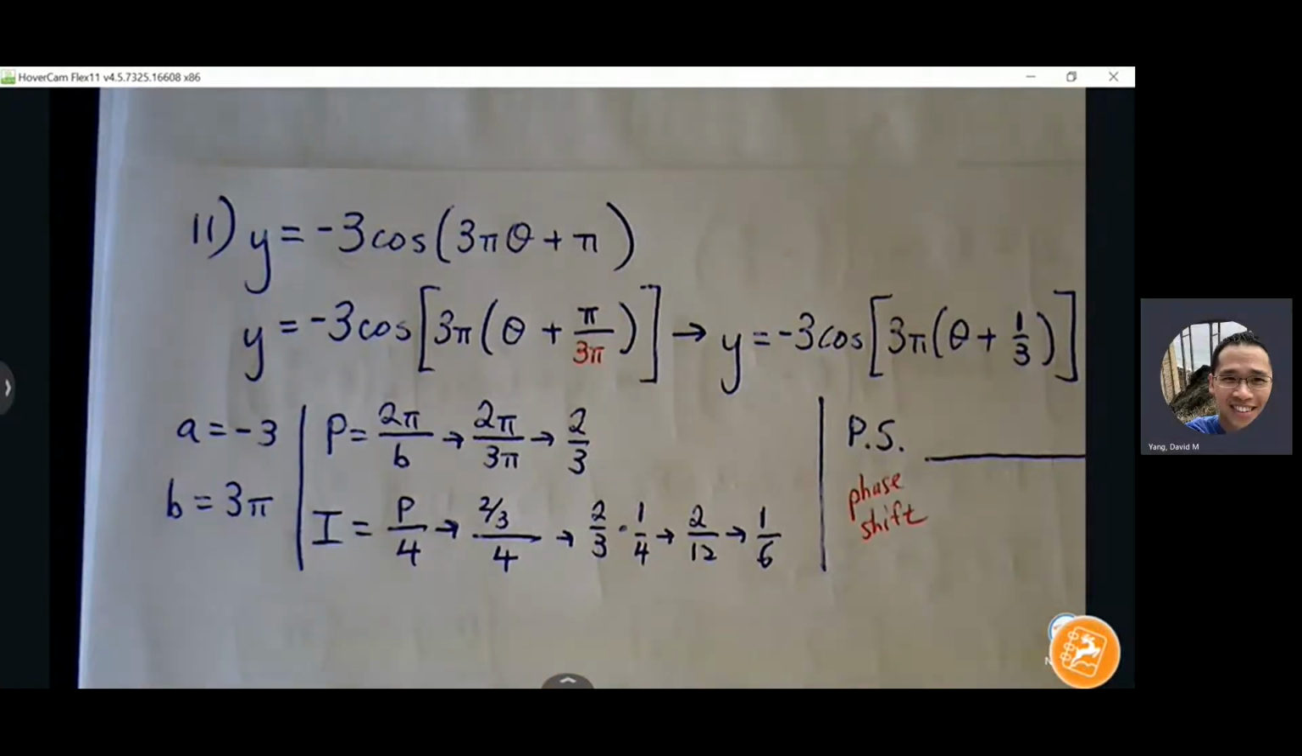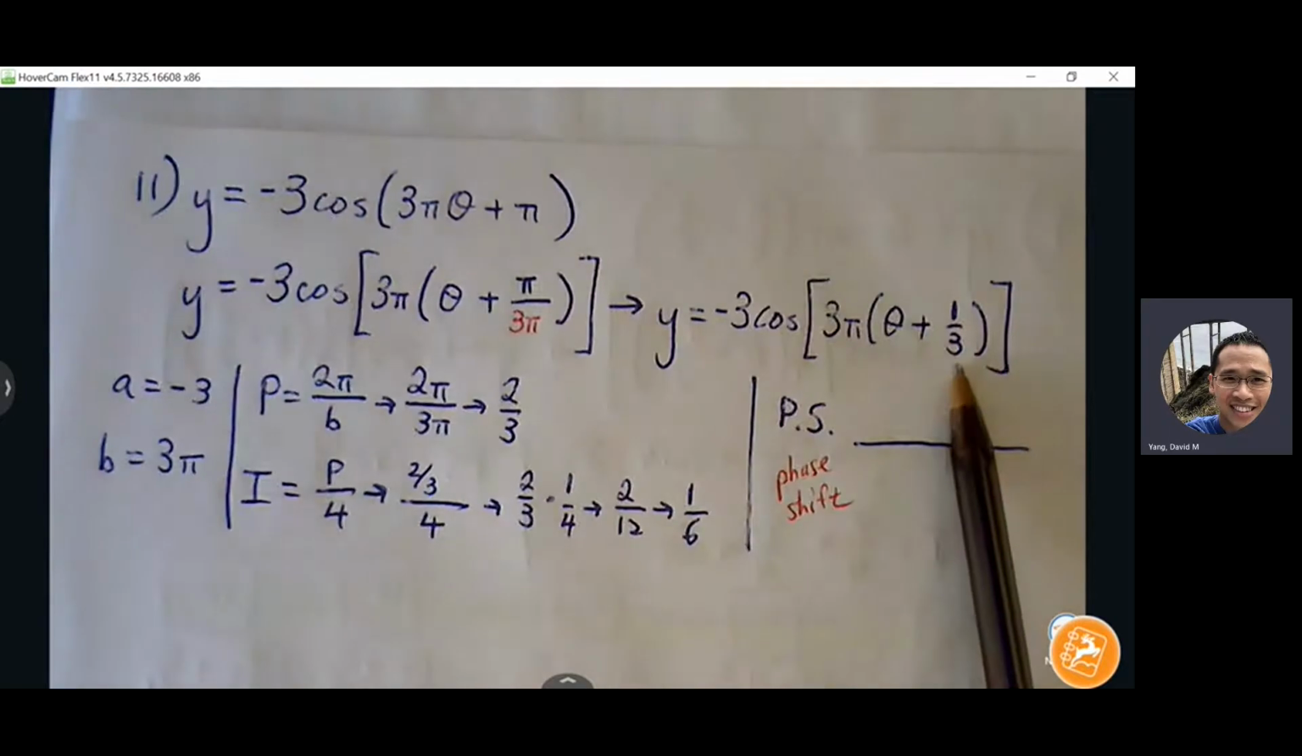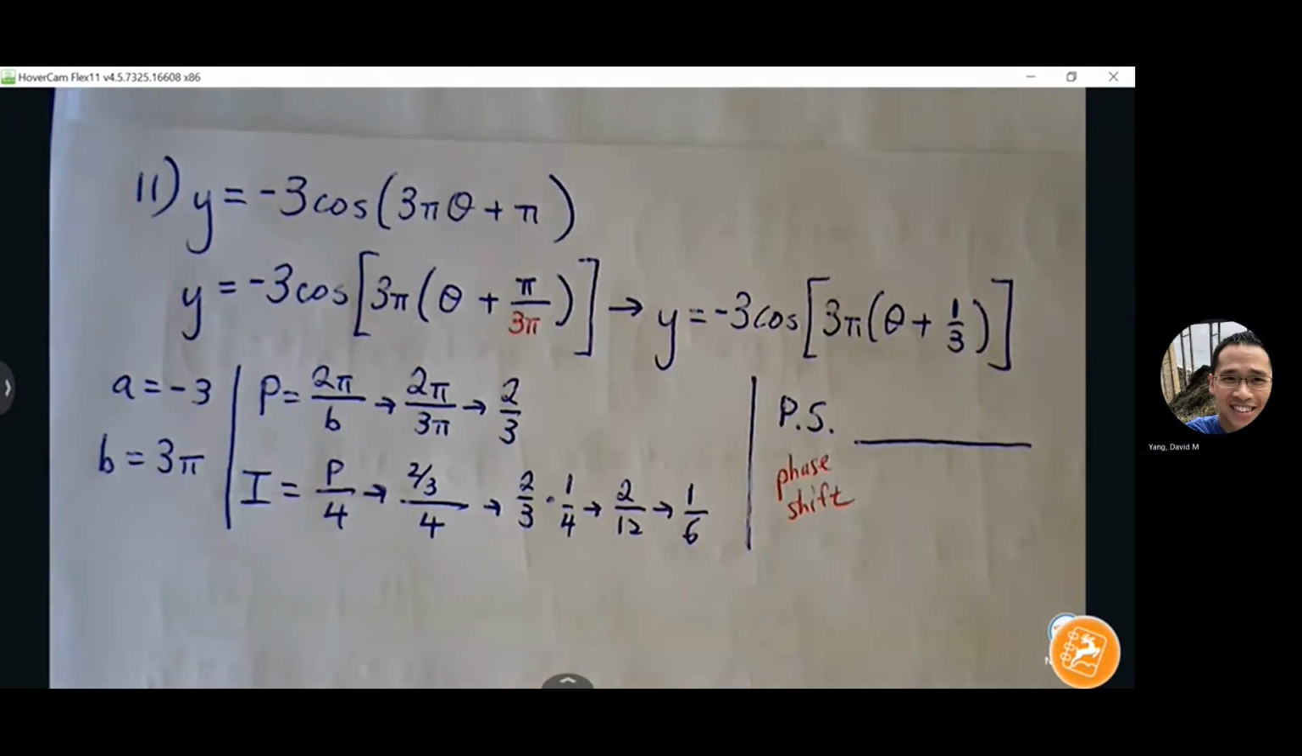Following the formula, right? P equals 2 pi over B. We get our new period. Then we take that new period, put it into the interval formula, dividing by a number, same thing as multiplying by a reciprocal. Okay. Phase shift. What's the phase shift here? Good. Left 1/3, right? I think opposite.